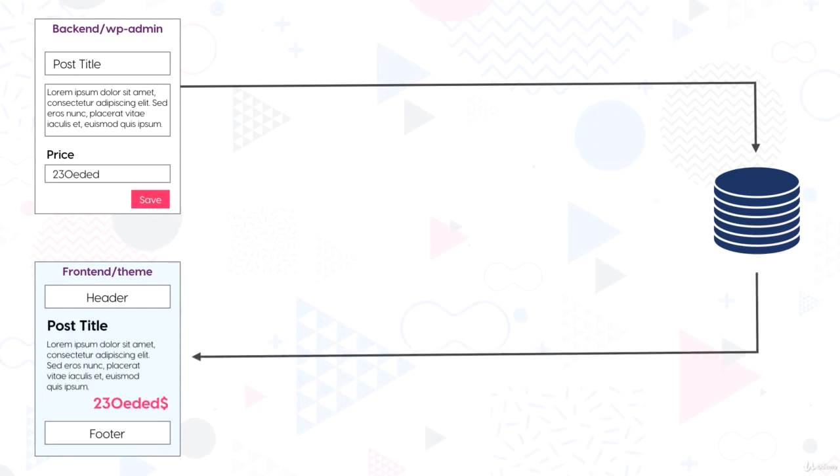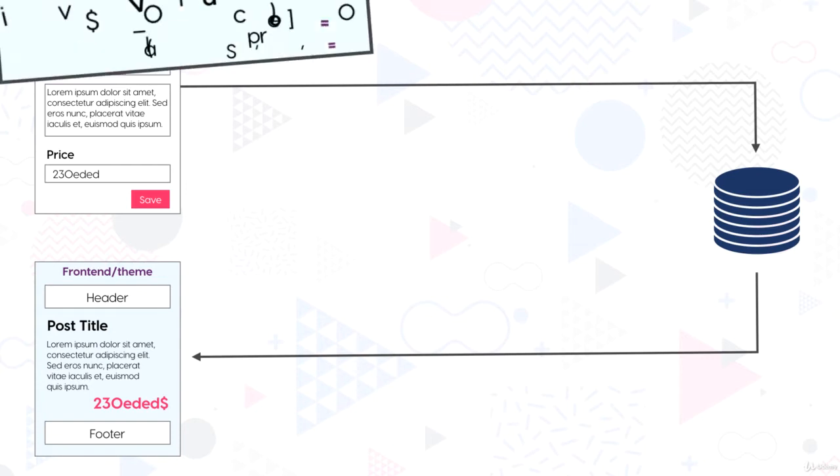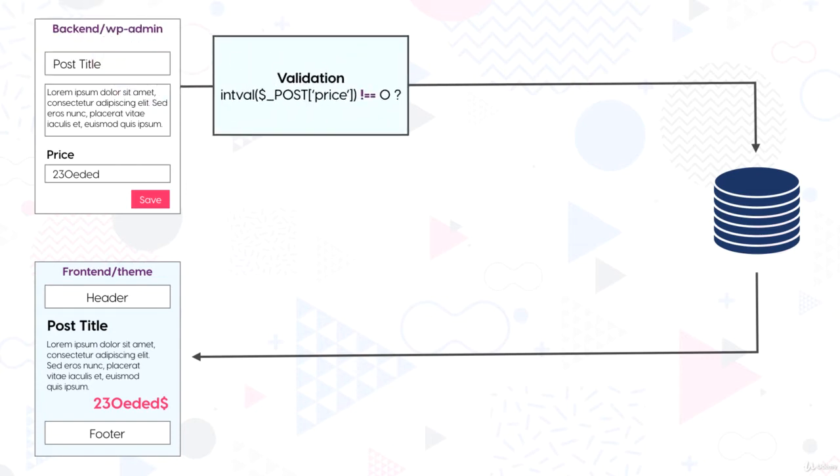So we want to avoid this from happening, and that's where we can use validation. Validation is the process of comparing the data against a set of rules or patterns, and then deciding whether to pass the data or just discard it. So in our case, we want to make sure that the price is an integer.